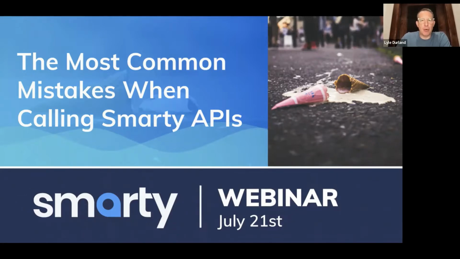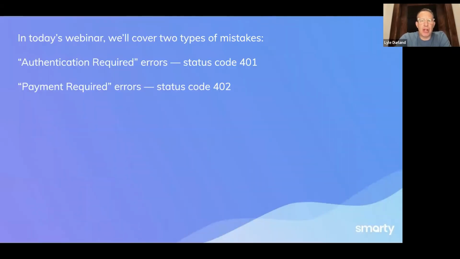Let's just jump in. We're going to talk about common mistakes. We won't talk about all possible mistakes, but I'm going to hit the most common ones. In today's webinar, we're going to cover two types of mistakes: authentication required errors, status code 401, and payment required errors, status code 402. There are several different flavors of those errors, and we see them fairly commonly. They're the most common types of errors we see, and we're going to go over them today.